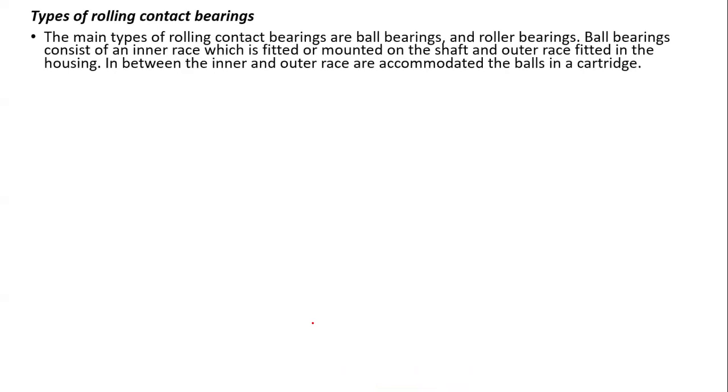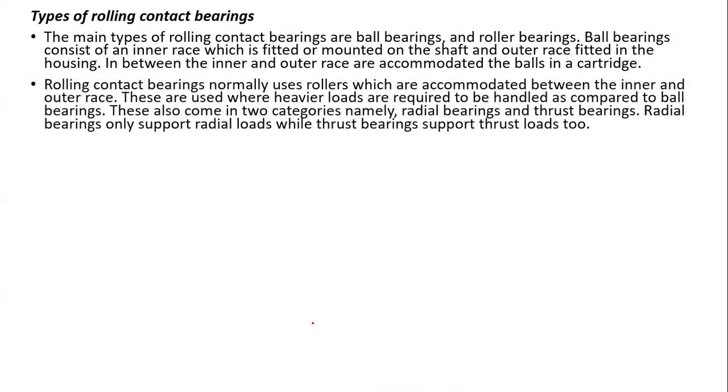So, types of rolling contact bearings. With rolling contact bearings, we have ball bearings as well as roller bearings. That's just the main part. Roller bearings use rollers. Ball bearings use balls, which are able to rotate, and they are accommodated between the inner and outer race and supported by the cage so that they don't hammer into each other.